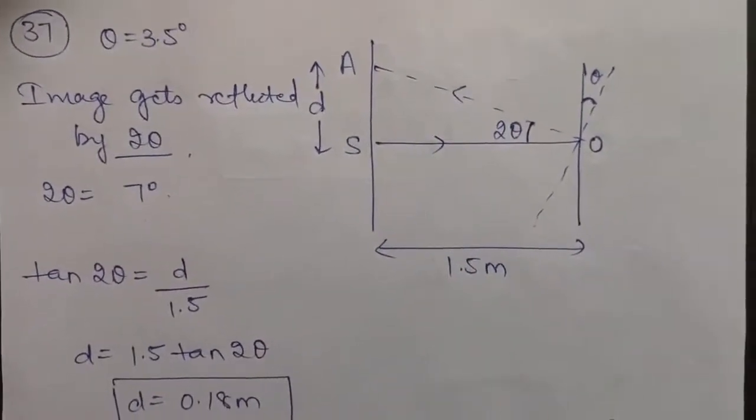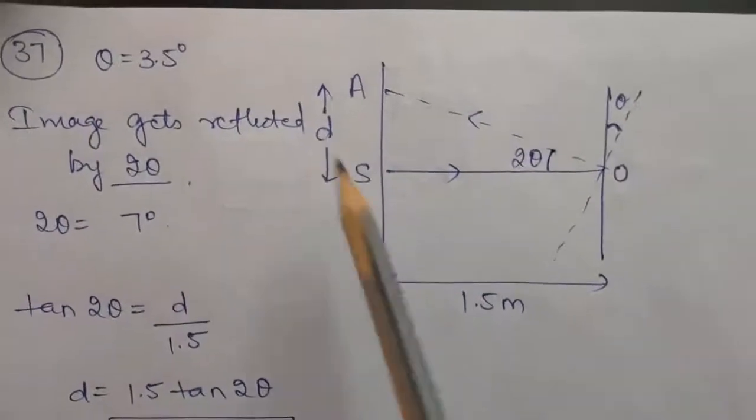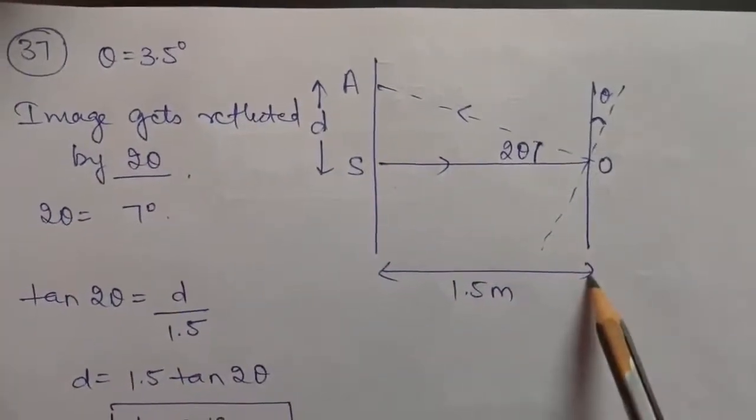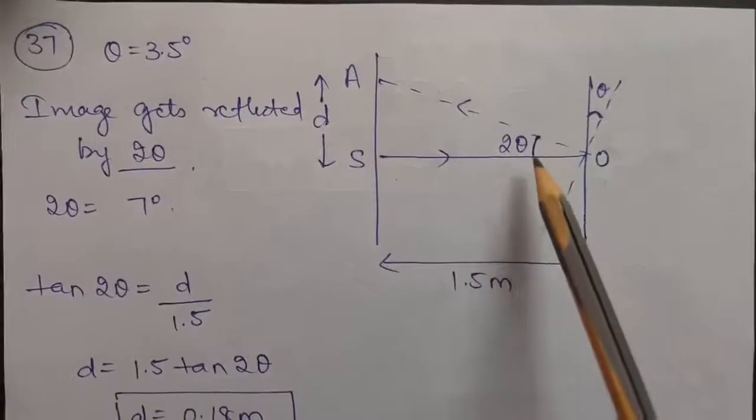Now from here we just want to calculate this distance, because it is asking where the spot will be present now. Let us denote that by small d. The distance to the screen is given to be 1.5 meter in the question. So calculate tangent of 2 theta.